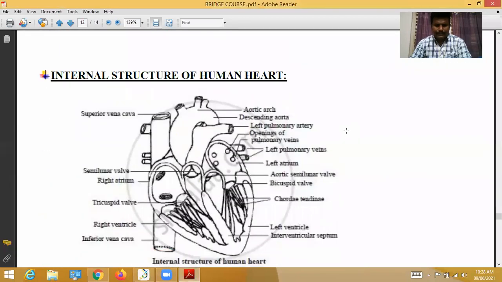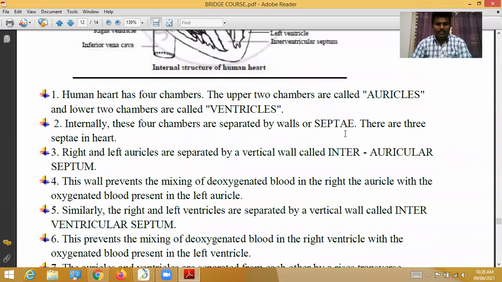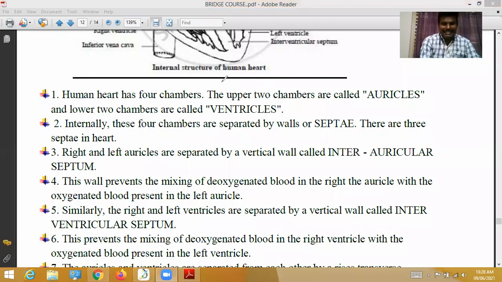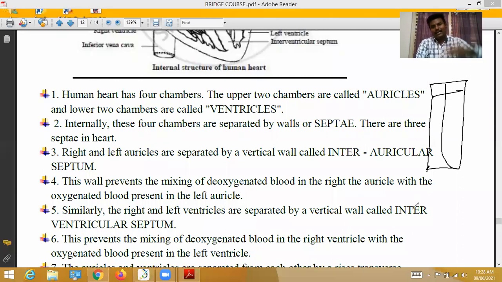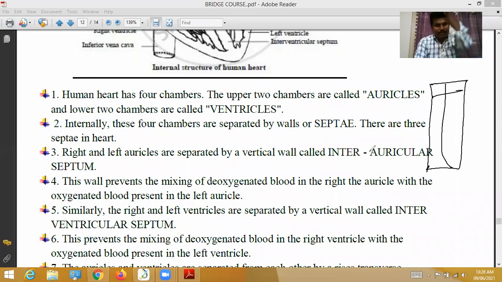Next, internal structure of human heart. Up to now we have seen the external features of the heart, the blood vessels which bring blood to the heart and the ones which carry blood away from the heart to various body parts. Now we will see the internal structure of the heart. If you cut a longitudinal or vertical section of the heart like this, we will have a look at all the internal parts of the heart. Those parts we will now discuss.